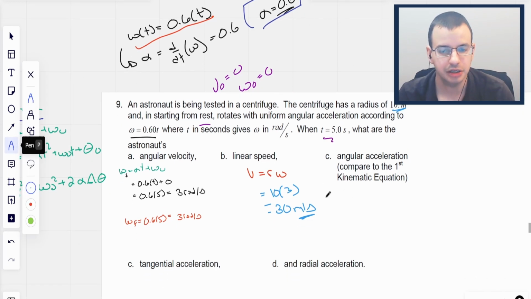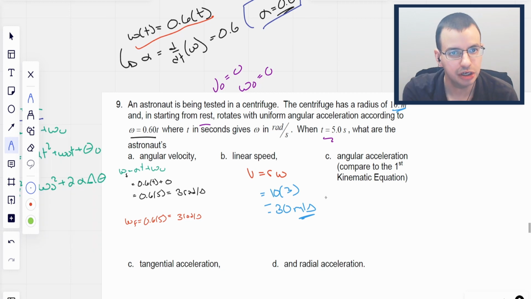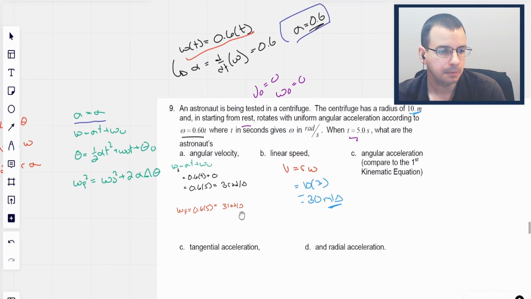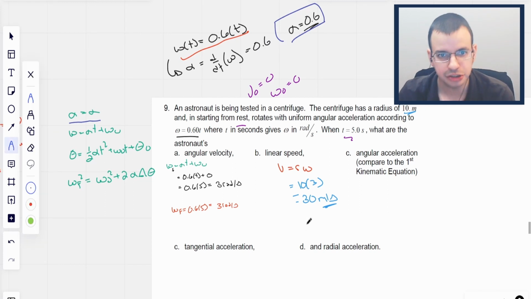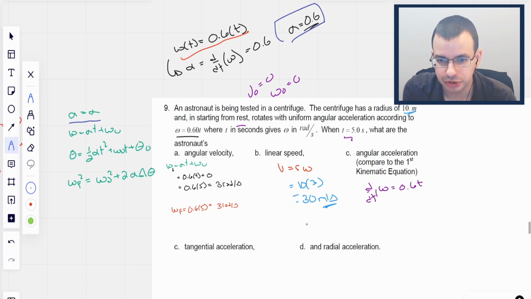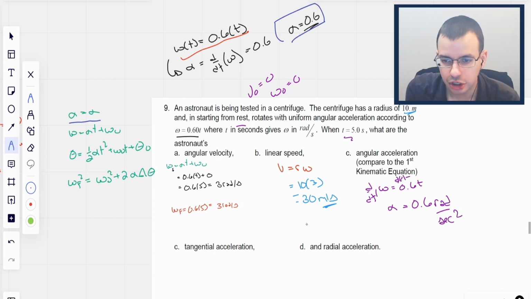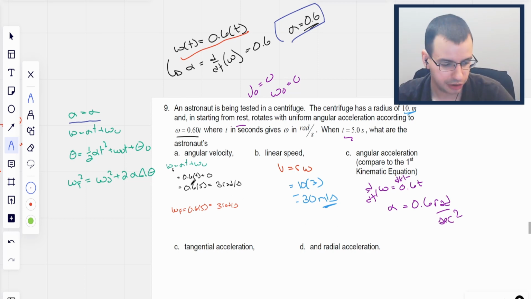Bam. Angular acceleration. We already found that by doing the derivative. They gave us a formula, omega equals 0.6t. Take the derivative of both sides with respect to t, d dt. The derivative of angular speed is angular acceleration. We get 0.6 radians per second squared.